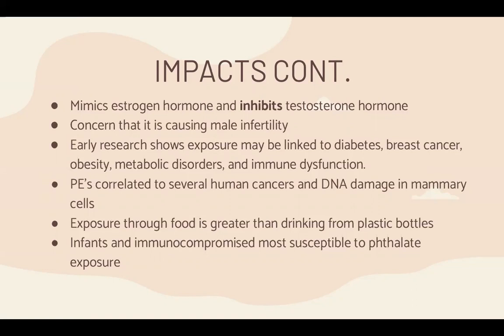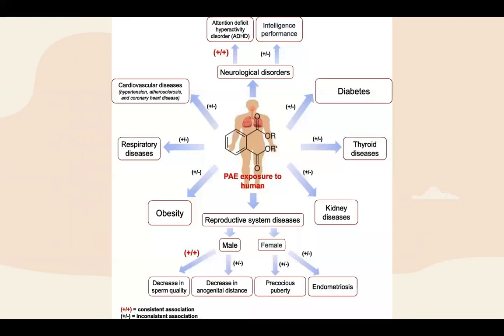Even though we've heard about how toxics in our plastic can leach from our water bottles into our water, the main source of our PEs comes from the food we eat. The exposure is highest in these foods, and it's especially a risk for infants, pregnant women, and the immunocompromised. And here's a list of all the health effects associated with PEs. We can see that there are some reproductive system diseases and some neurological diseases. We also have kidney disease, respiratory disease, cardiovascular disease, and many more.